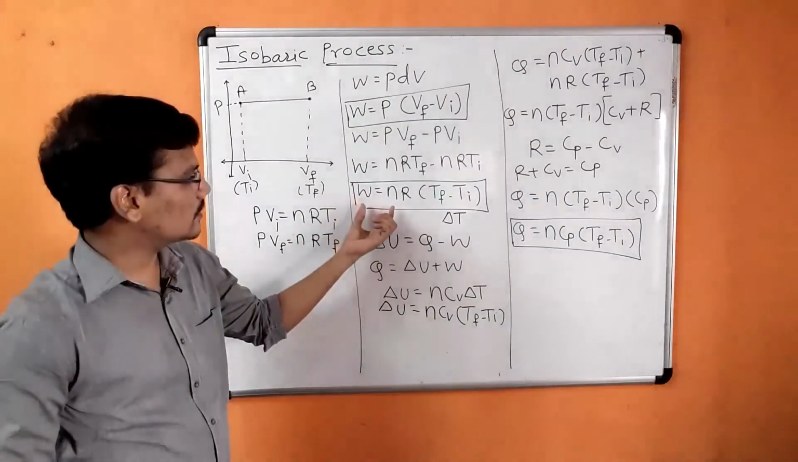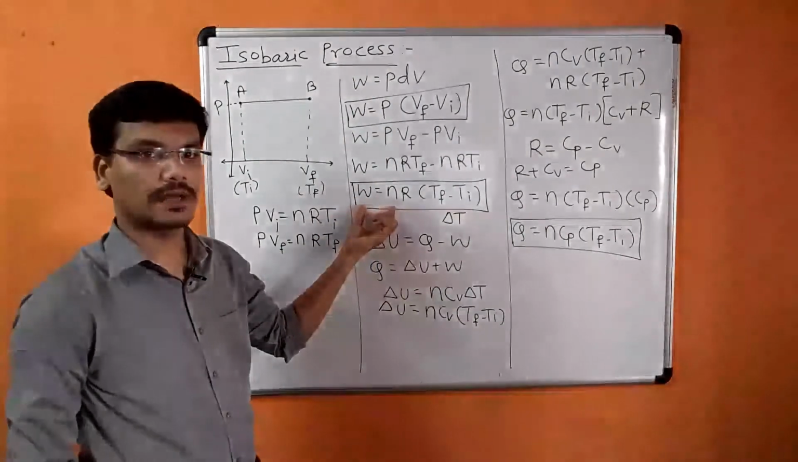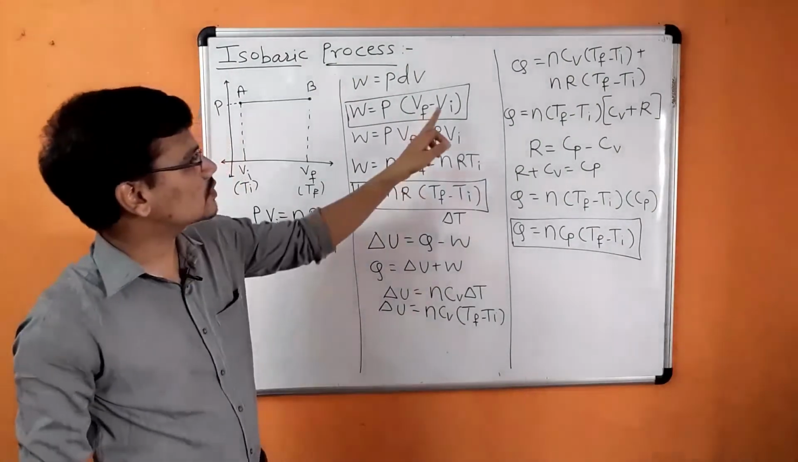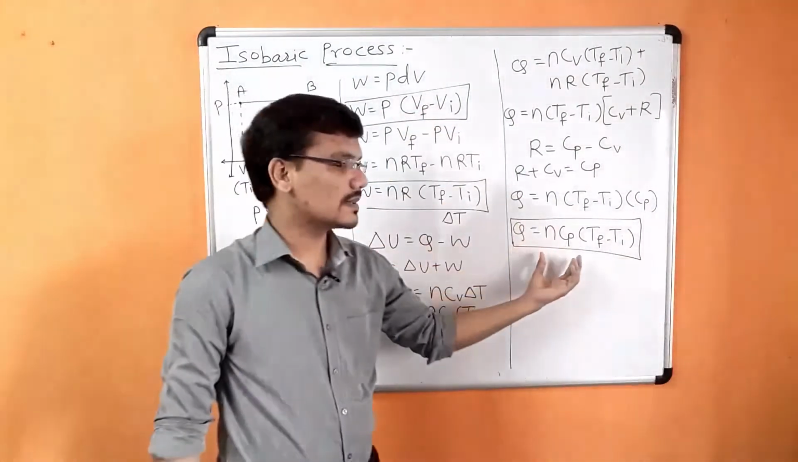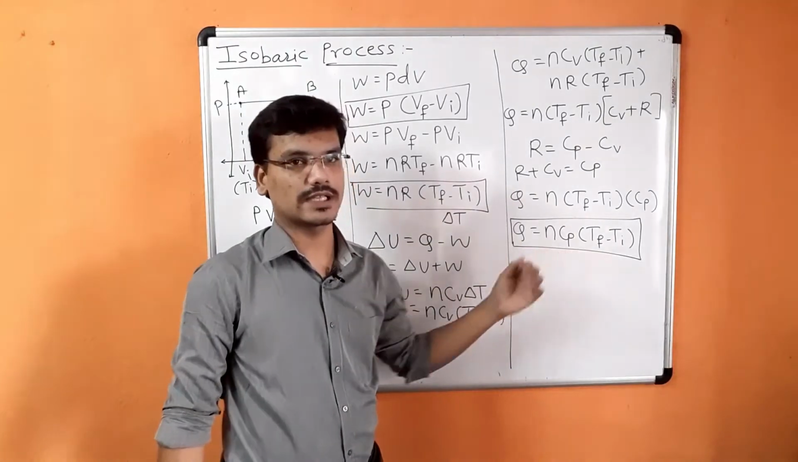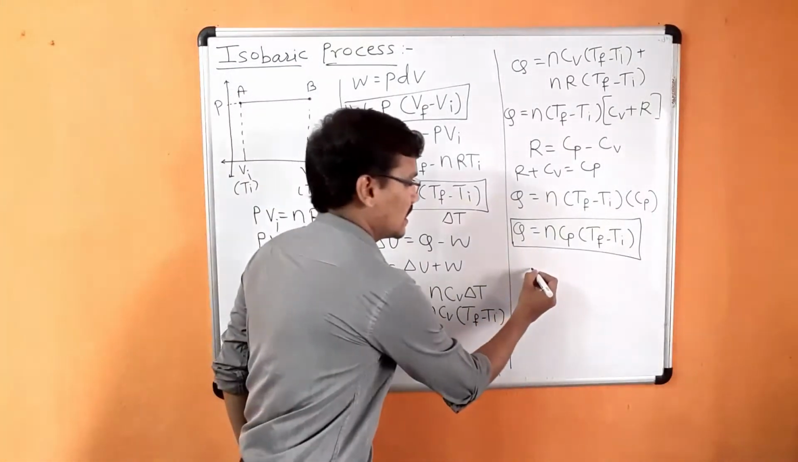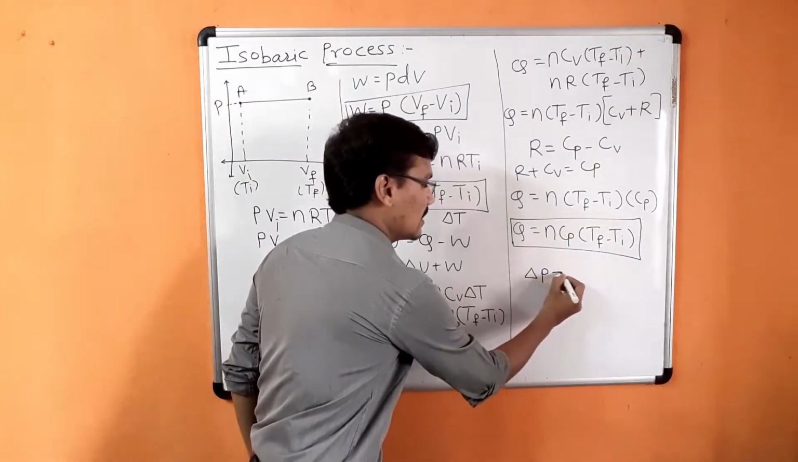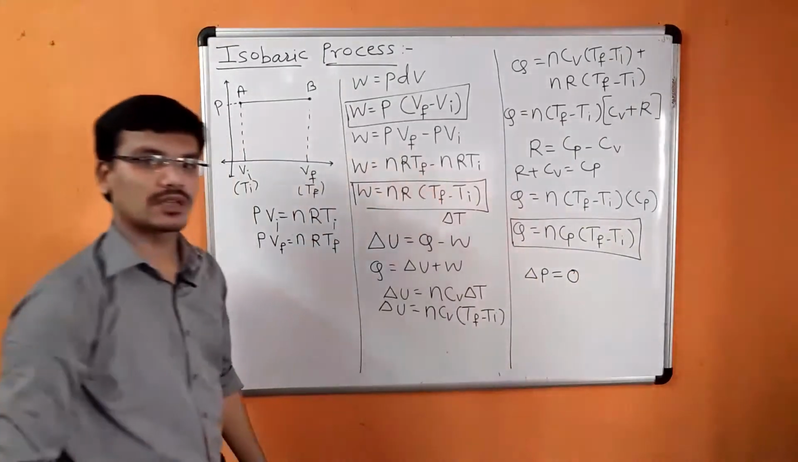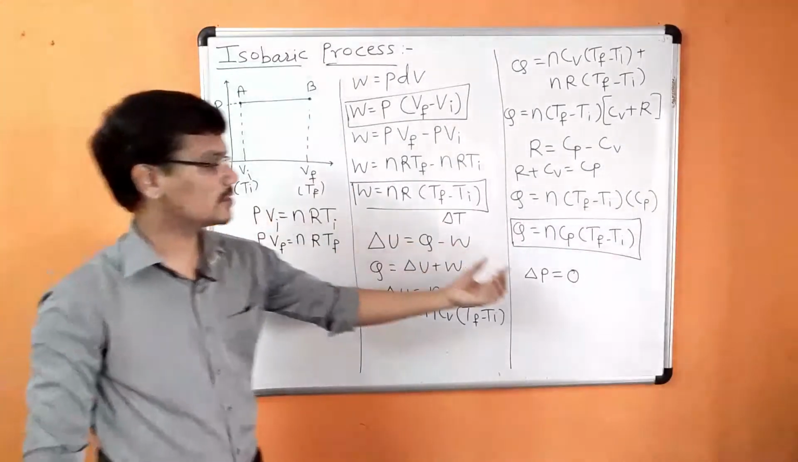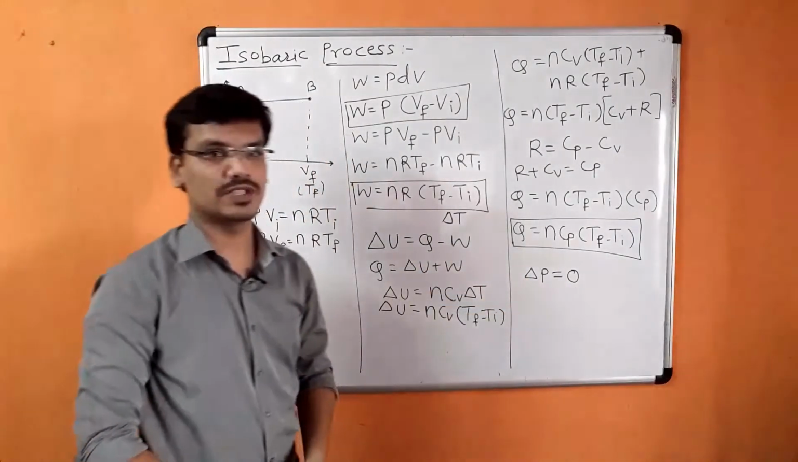This is the work done during isobaric process in terms of temperature, work done during isobaric process in terms of volume, and heat supplied during the isobaric process. Now, for this isobaric process, remember this, delta P is always equal to 0, because in isobaric process, pressure is constant. Therefore, change in pressure is equal to 0.